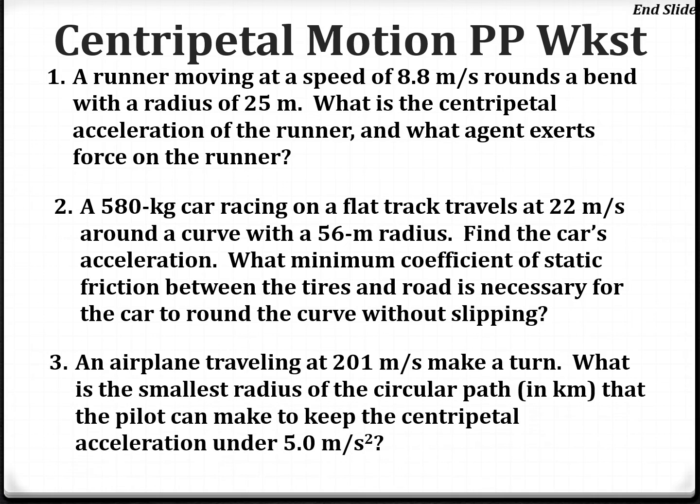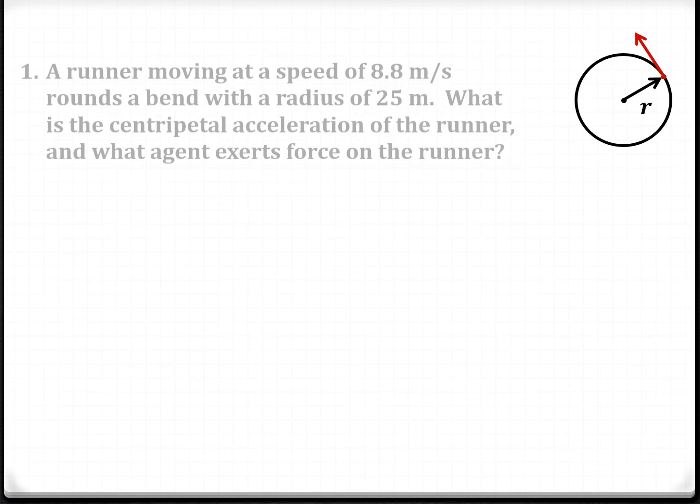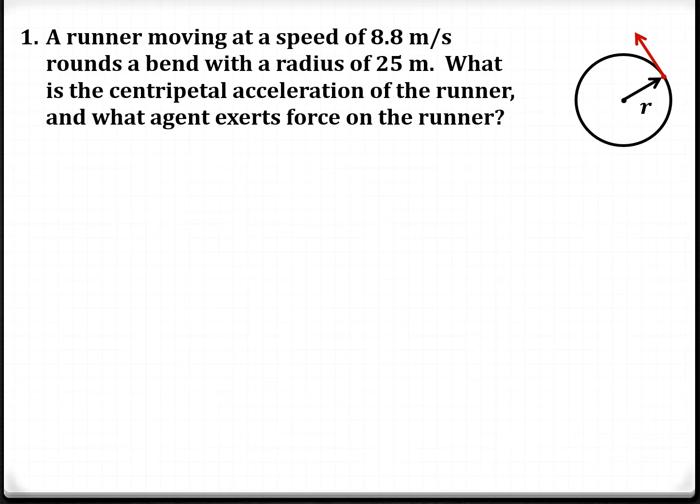All right, so some of the problems we're going to be dealing with on this, we got number one, a runner moves at a speed of 8.8 meters per second around a bend. Number two, we got a 580 kilogram car on a flat track, and then we got an airplane on the third example. So let's go ahead and do these. So now we're going to look at a few examples of some centripetal motion.